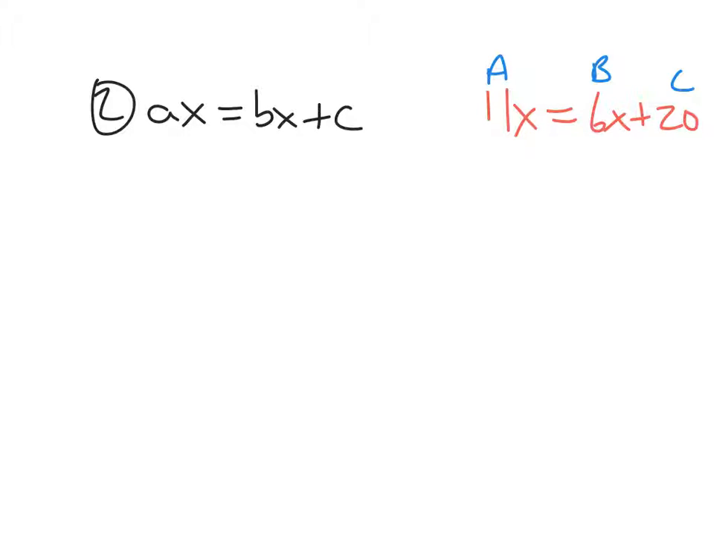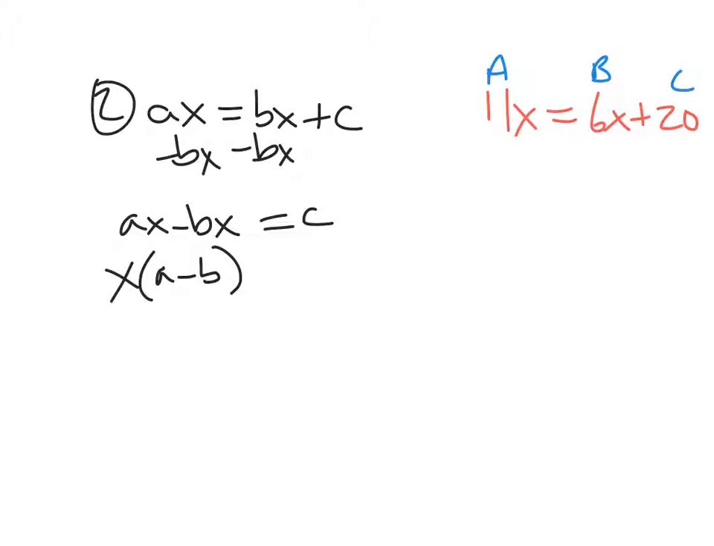This one will be a little bit trickier. We have to combine our like terms. So we have to subtract bx, let's move the bx. So you get ax minus bx equals c. Now, how can we get the x away from both of those? You can divide it? No, this one's a little trickier. You can reverse distribute. So you can take a minus b and put the x on the outside.